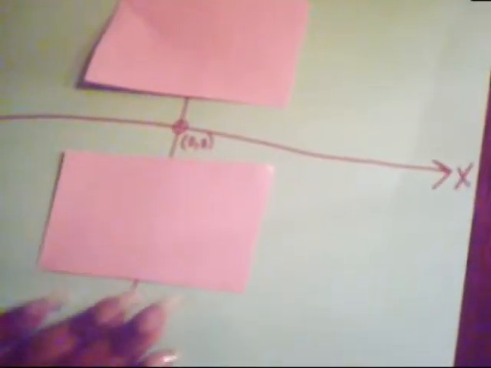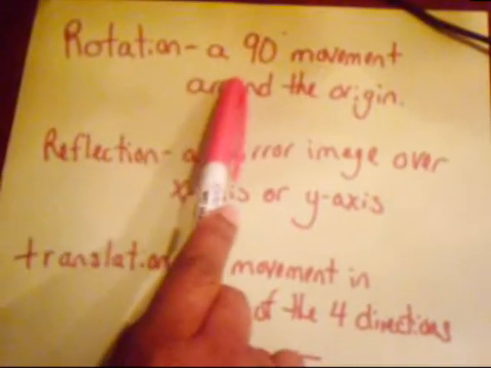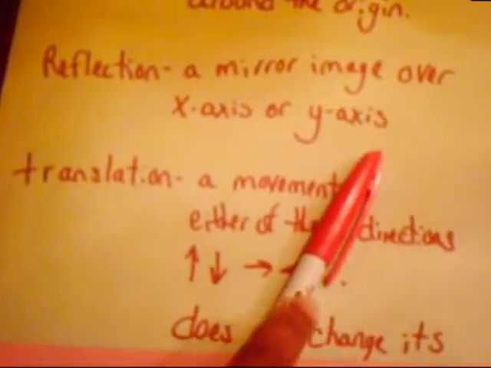Okay, so guys, let's go back to the three types of transformations one more time. Guys, remember that a rotation is a 90-degree movement around the origin. So one vertex is going to stay where it is. It just continues to move like this.